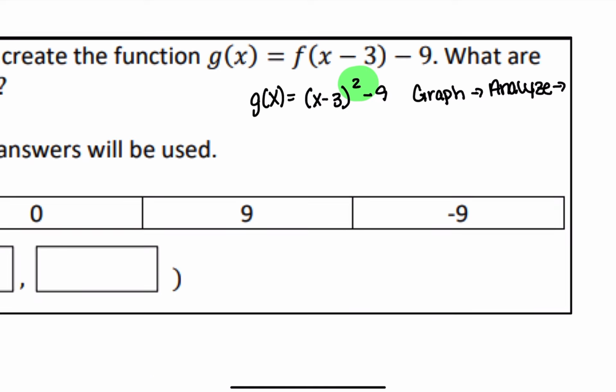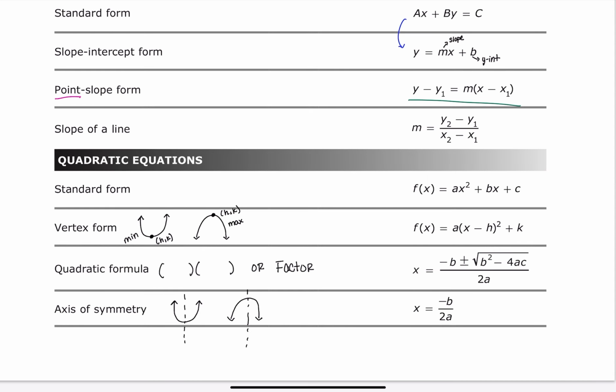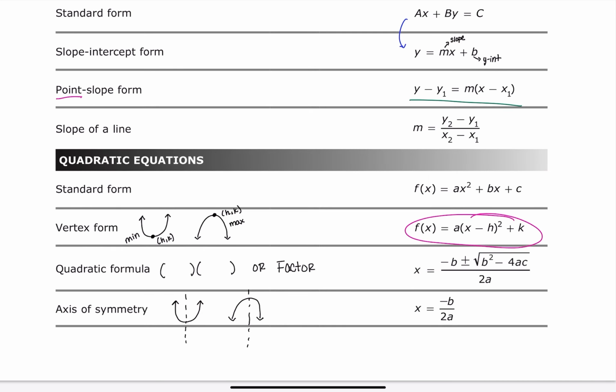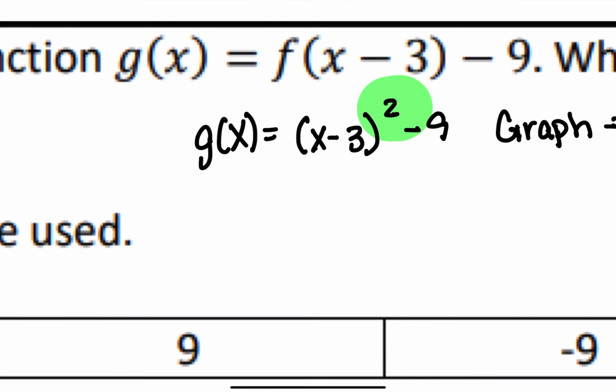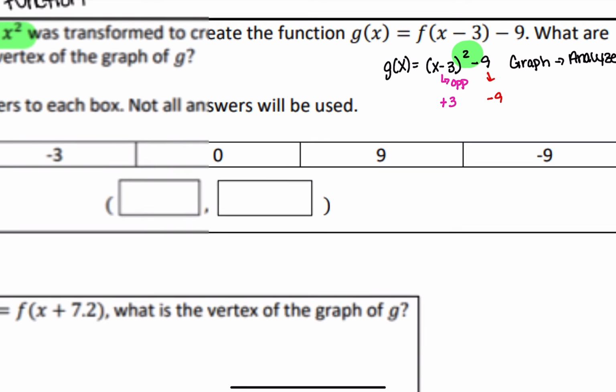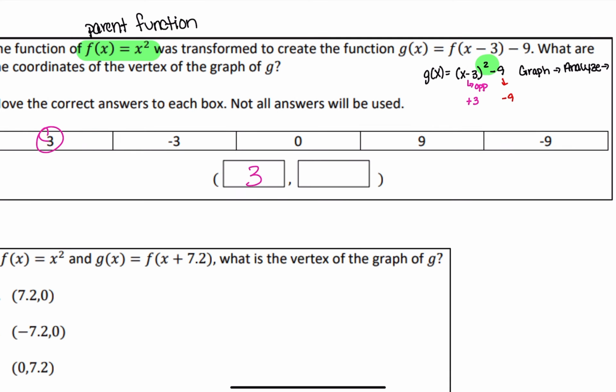The vertex, if you go to your reference sheet, which I will, is going to be here where it says vertex form. Your H is in parentheses. Your K is going to be on the outside, and we don't change it. So here, my H is in the parentheses, and we don't believe anything our x says, so we do the opposite, which is +3. And then this one's going to stay the same, so it's -9. And that's going to be your answer. If you graph it and analyze it, it's going to give you the same points.